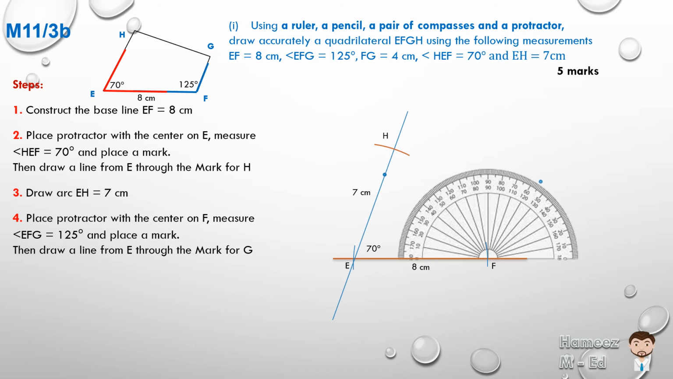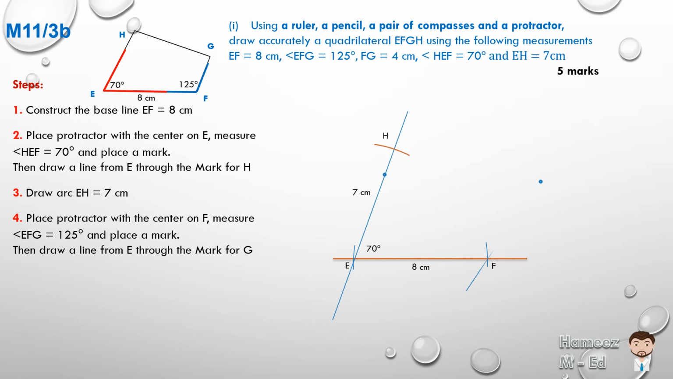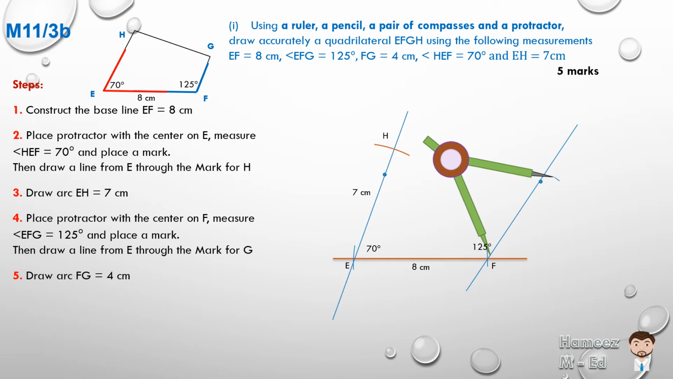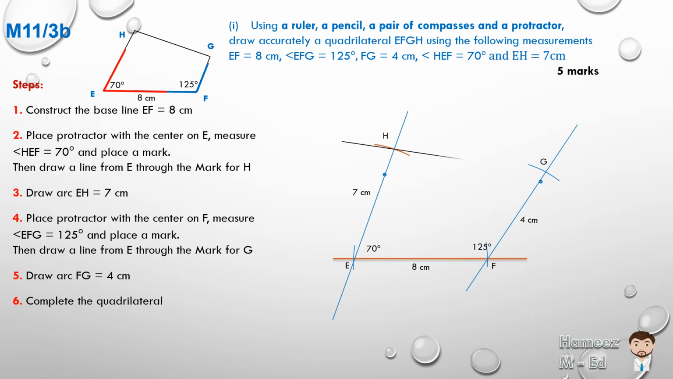We place a mark there or a dot, remove the protractor, and let's draw a long line passing through F and the mark. And now we just need to find where G lies. We know G lies somewhere along that blue line, and FG is 4 centimeters. So let's open our compass to 4 cm, scribe an arc, and then we have all 4 points. We have 3 of the sides already drawn, so let's draw a line through HG to complete the quadrilateral.